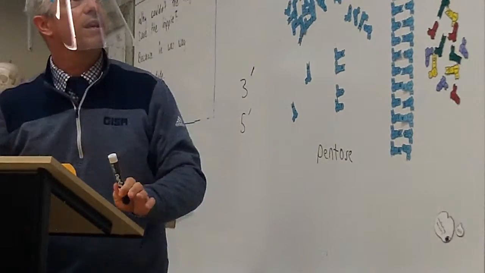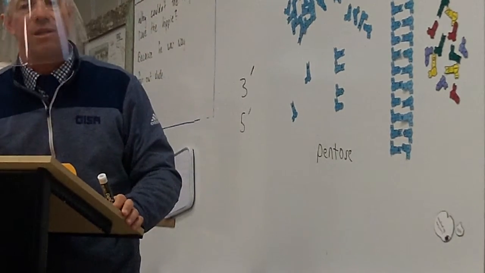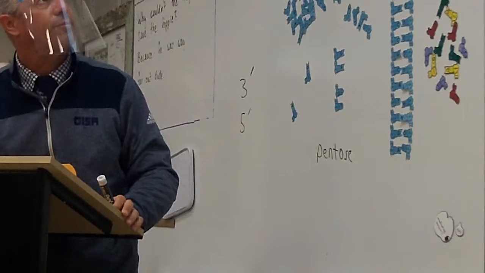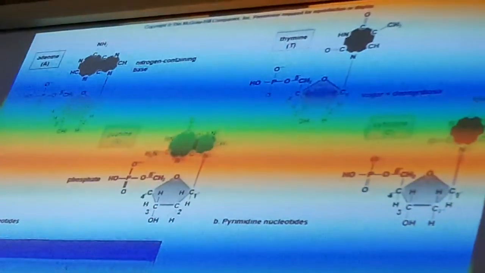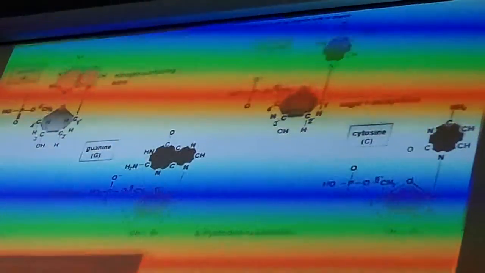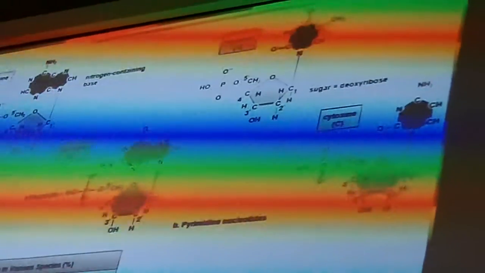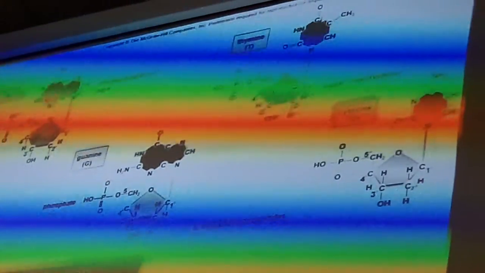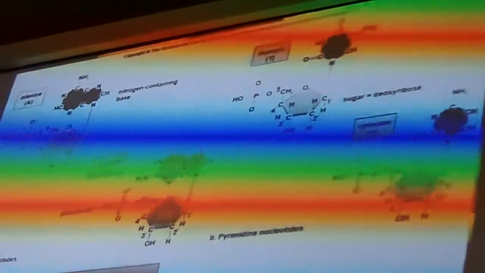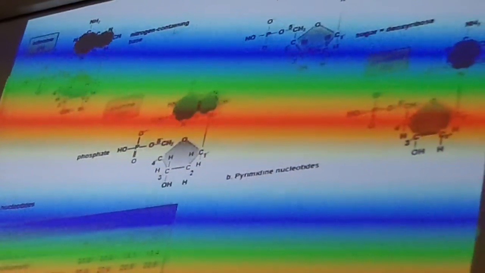And when I say double ring and single ring, look at the screen up here. You see how A, this is the adenine, A stands for adenine, it has 2 rings on the nitrogen base. And so does guanine, has 2 rings to the nitrogen base. But thymine here has only 1 ring on the nitrogen base. And cytosine has only 1 ring on the nitrogen base. Are y'all checking this out?